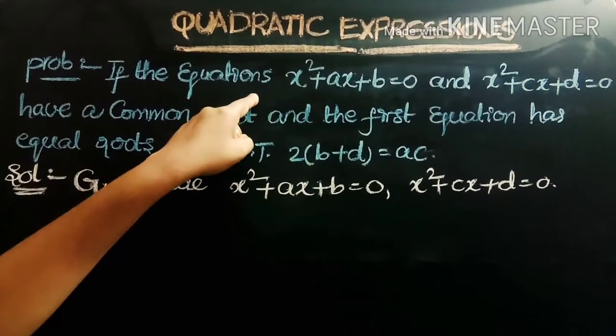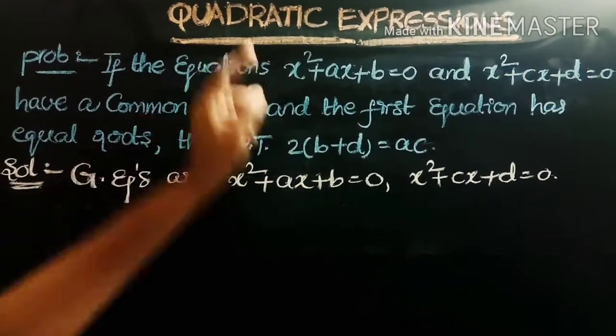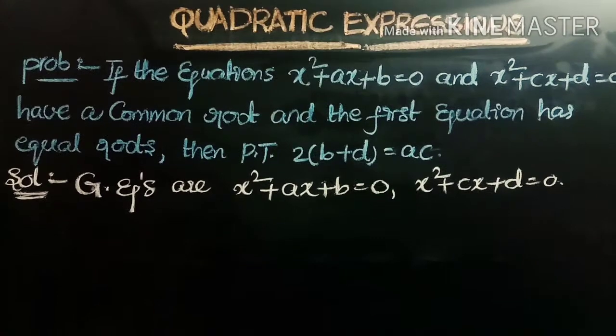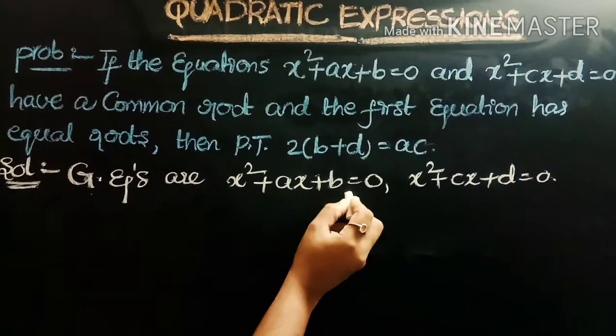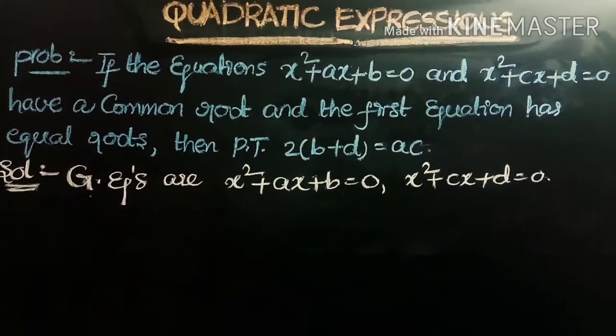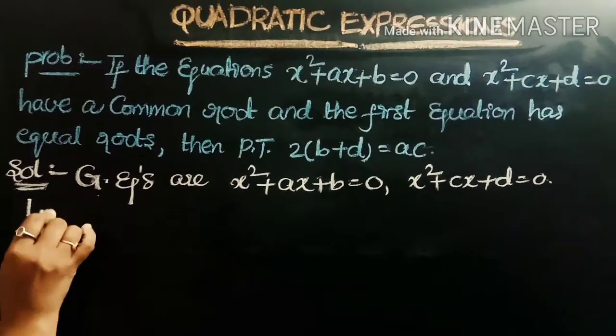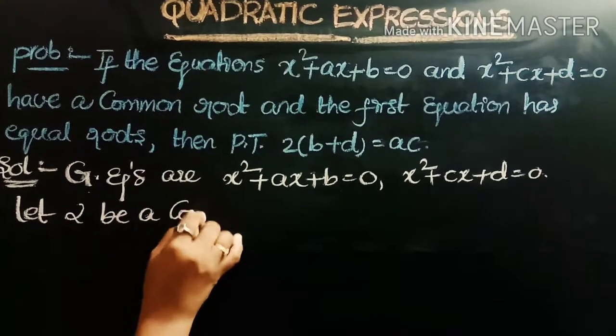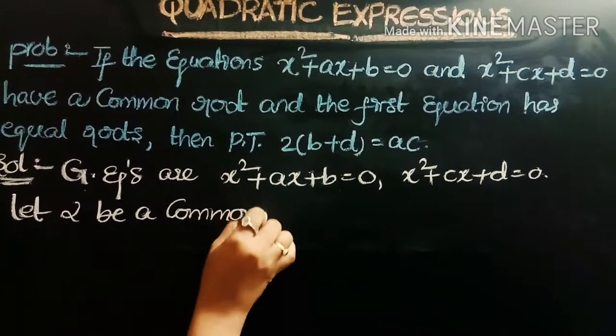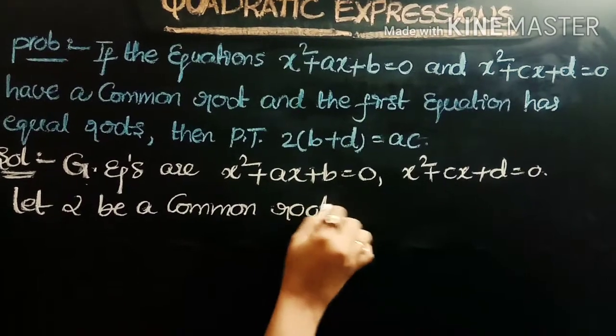So given equations have a common root and the first equation has equal roots. That's the given condition. So first we are writing the given equations here. Given equations are x square plus ax plus b is equal to 0 and x square plus cx plus d is equal to 0. Now first we take that let alpha be the common root of both of the equations.